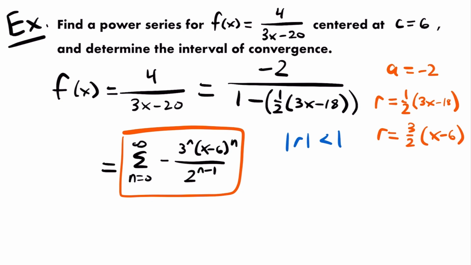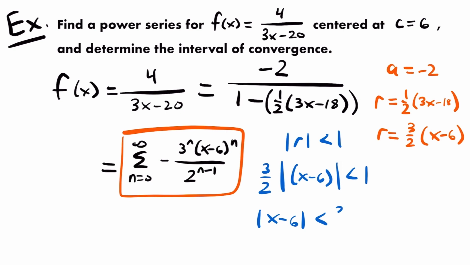And so, when is the absolute value of 3/2 times (x minus 6) less than 1? Well, this 3/2 is not going to be affected by the absolute value bars. It's already positive, so I can move that to the outside, and we'll have the absolute value of x minus 6 and 3/2 multiplied by it. And so, if we divide both sides by 3/2, or multiply both sides by 2/3, the reciprocal of that value, then we'll have the absolute value of x minus 6 is less than 2/3.